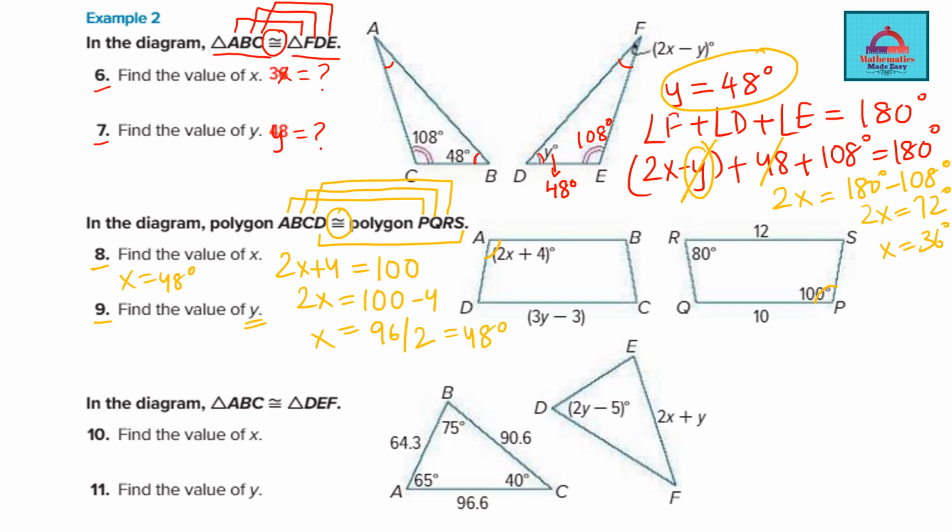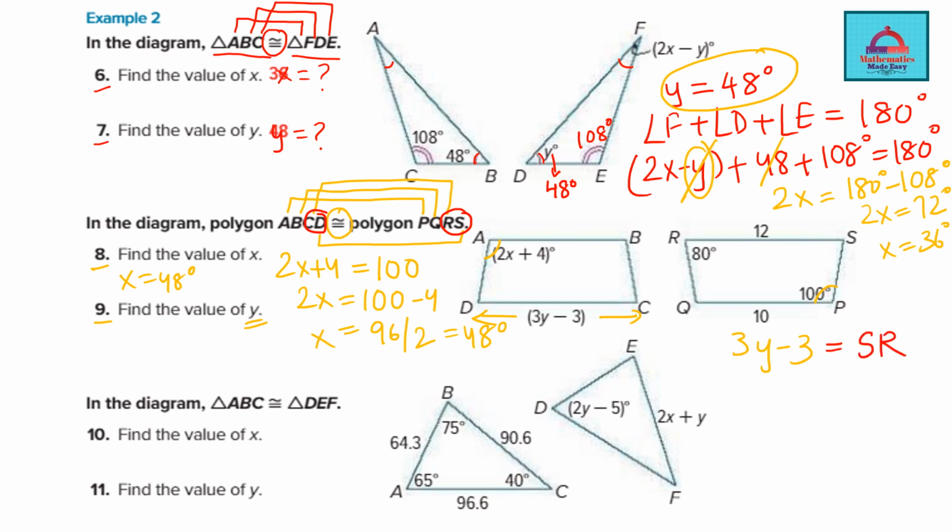Now we need y. If you see y carefully, y is coming in this length of DC. So how much is the length of DC? 3y minus 3. And if you see, I will change color. DC is going to be equal to SR.